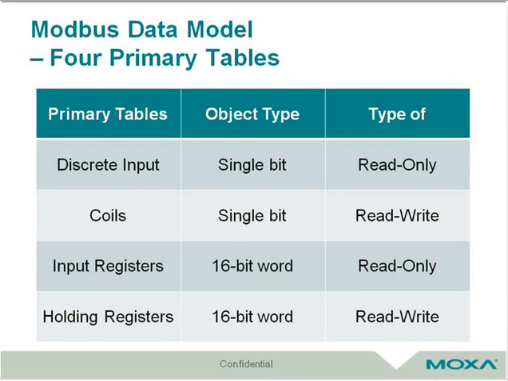Now, let's explain the primary tables. They define the memory type of a block of memory: whether it's read-only or you can read or write it, and how you read or write, by bit or by word. For example, function code 03, which means read holding registers, will read the memory by a word each time.